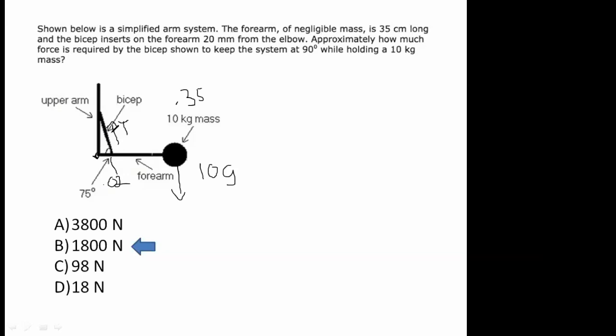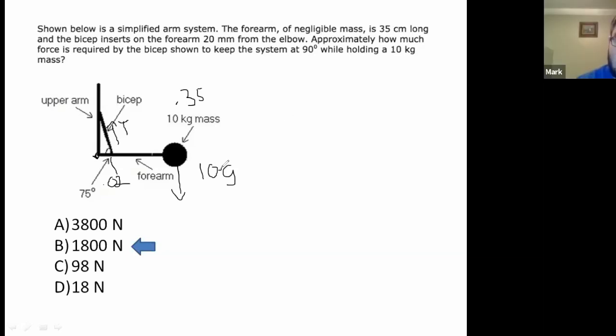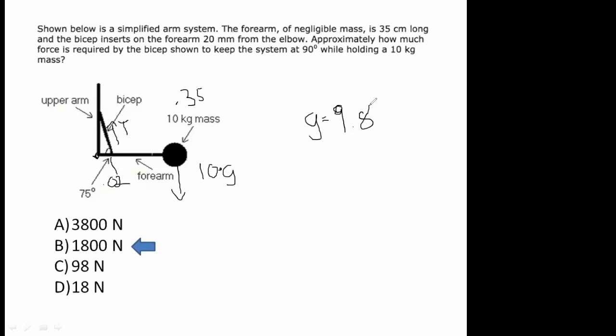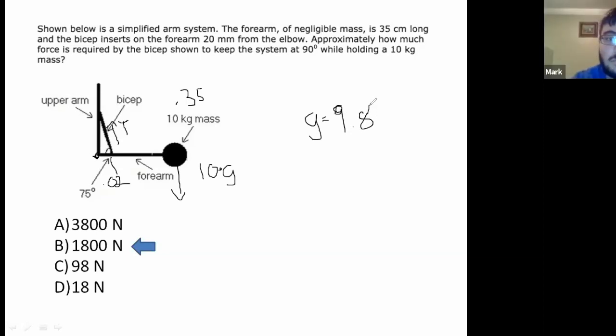Is that 10 grams? No, it's 10 times G. G is equal to 9.8. Normally it would be mg. We know the m is 10, G is 9.8. It's not grams, it's 10 kilograms. Okay. And G is 9.8.